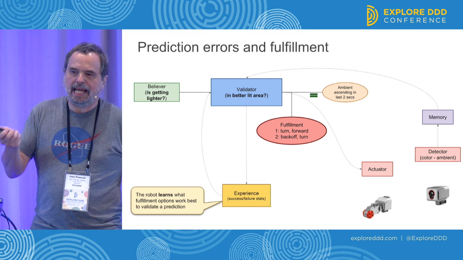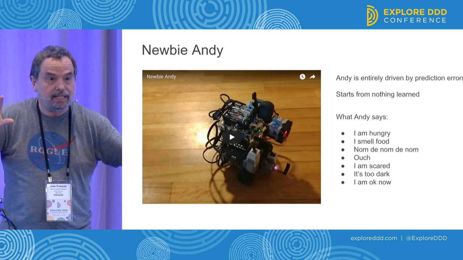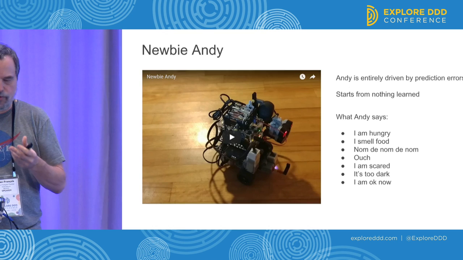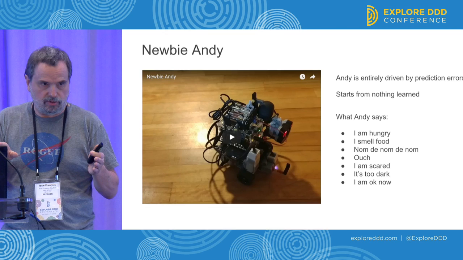Now, okay. So now, hopefully, if you're not overwhelmed, you have a bit of an idea of what goes on in the mind. All these things happen, multiple agents in parallel at the same time. It's a maelstrom of events, a maelstrom of agents doing things. Will that lead to reasonable behavior? Well, we're going to look at ND before it's learned anything. It starts from nothing. And again, I insist, it's entirely driven by prediction errors. It's completely different from the first robots we've seen before.